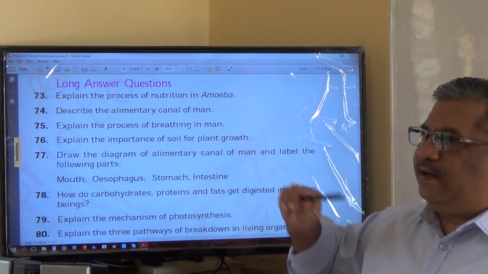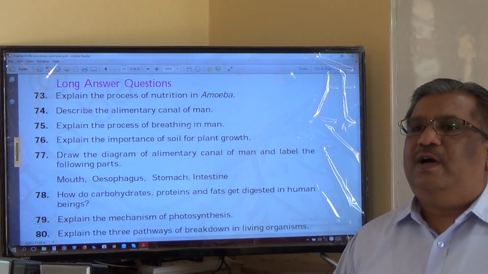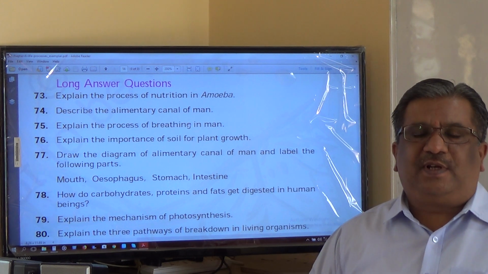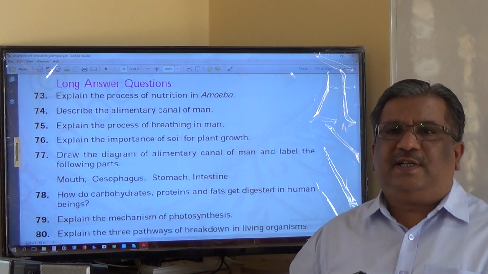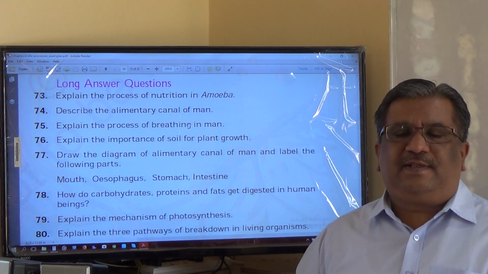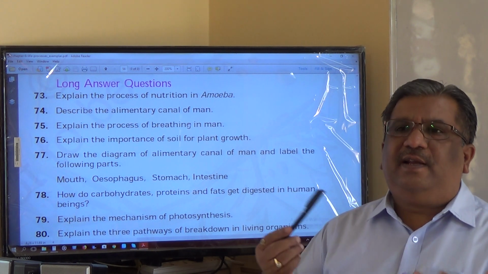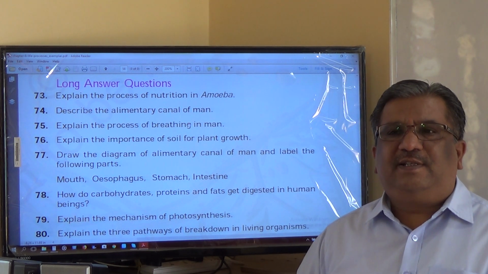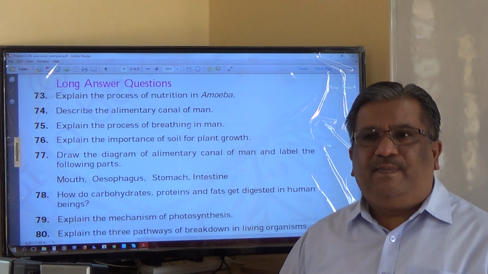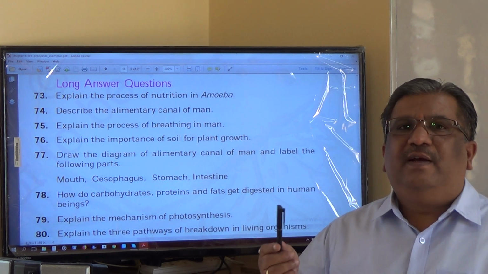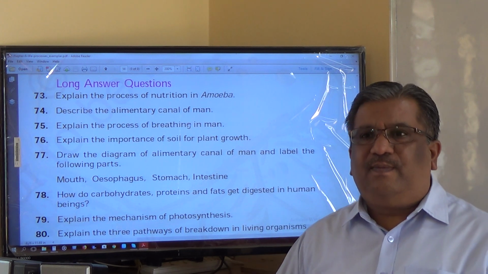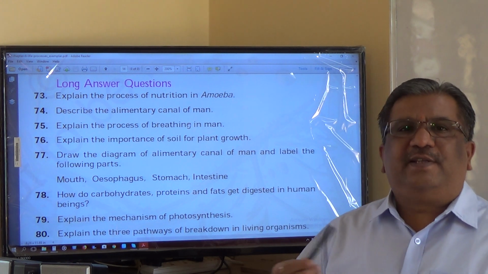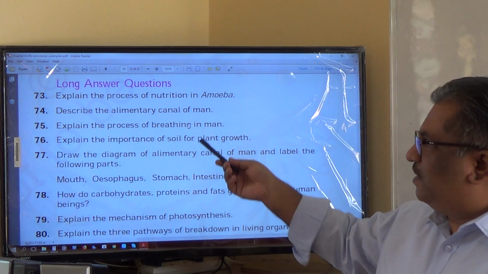Explain the process of breathing in man. So breathing, in the sense of inhalation and exhalation, is the result of the breathing process. During inhalation, what happens? Ribs go up and the chest cavity expands, lungs expand, volume increases, and the diaphragm becomes flat, and air is taken inside. Inhalation of the air takes place. During exhalation, there is a breathing out. What is the mechanism? Ribs come down, and the volume of the chest cavity decreases. The diaphragm becomes dome shaped, and air is exchanged out. So this is the breathing mechanism which I have discussed already.